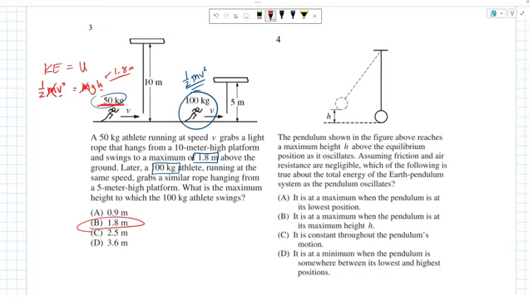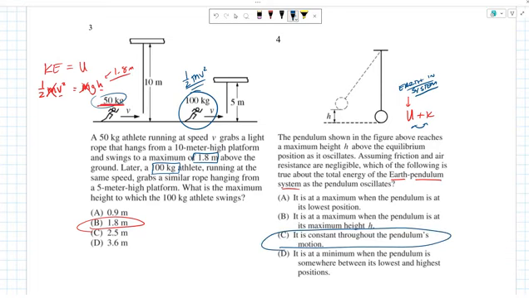For the next one, we have this pendulum, and it's a maximum height h above equilibrium. And we want to know what's true about the total energy of the Earth-pendulum system. If we're talking about the Earth-pendulum system, that means my energy is going to consist both of potential energy and kinetic energy, remembering that because Earth is in the system, we are going to have potential energy. That means those two are going to exchange it between each other. Potential energy gets to be part of the total energy of the system, and so that means that the total energy is constant throughout the pendulum's motion.